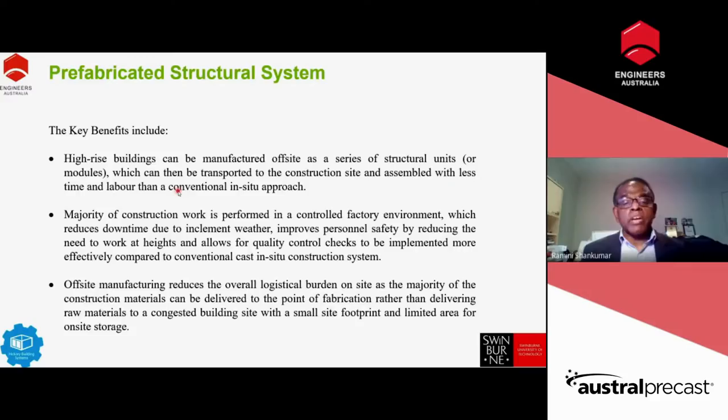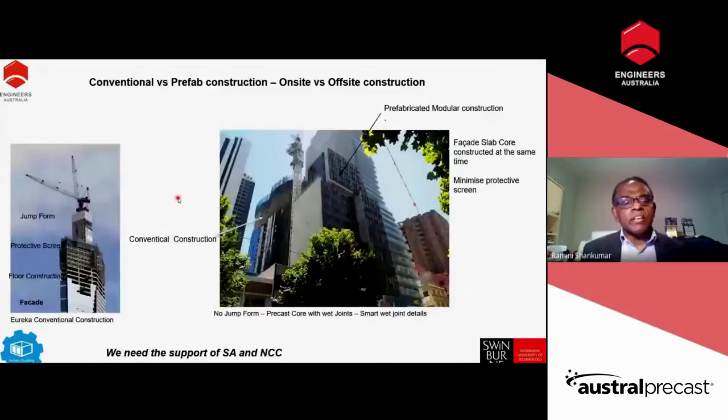Offsite manufacturing reduces the overall logistic burden on site, as the majority of the construction materials can be delivered to the point of fabrication rather than delivering the raw material to a congested building site with a small site footprint and limited area. Look at the Collins Street and William Street corner, a congested site.